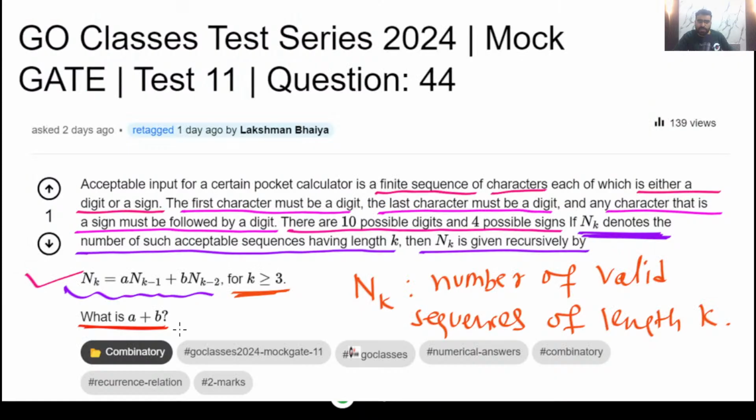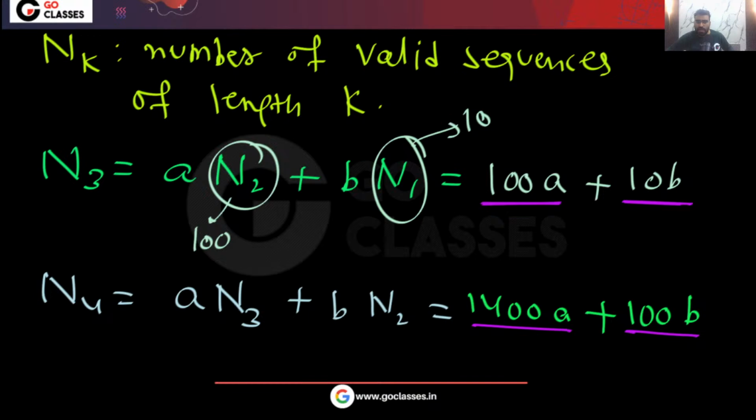This was a very simple question, right? Do you agree with me? Just make two equations. You can solve this question easily. So the answer will be 50. Everything is very simple.